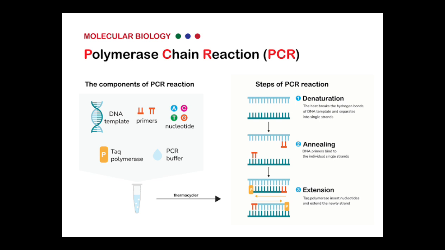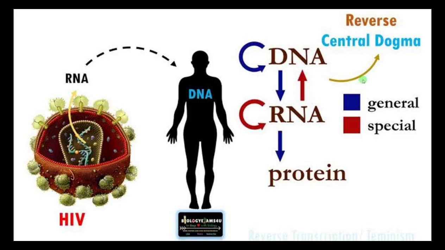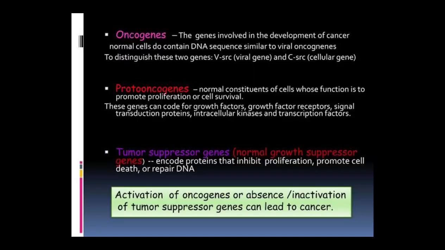Then after that, reverse transcriptase reaction. By reverse transcriptase reaction, basically RNA is used, and RNA in turn produces DNA. Since usually DNA produces RNA, and here RNA produces DNA, this is a reverse process, the reverse of the natural process. So it is called reverse transcriptase reaction, and it is used to amplify RNA, which in turn forms DNA.